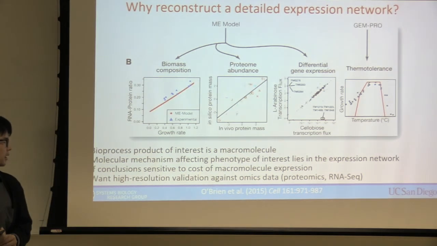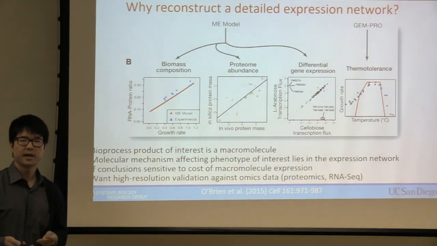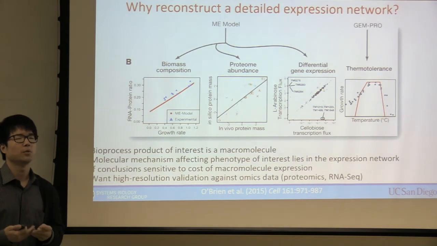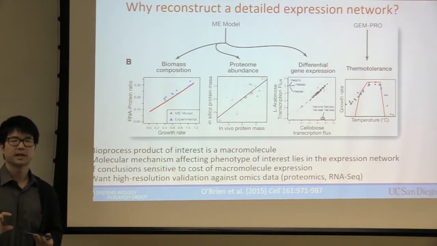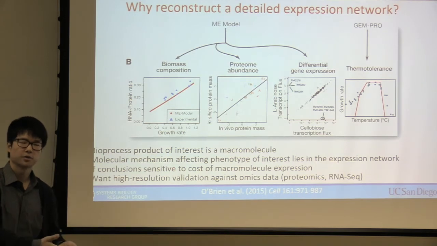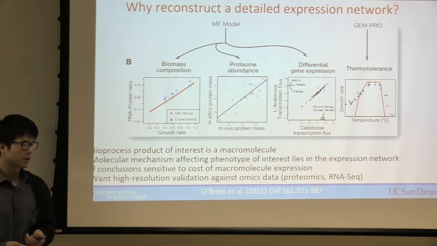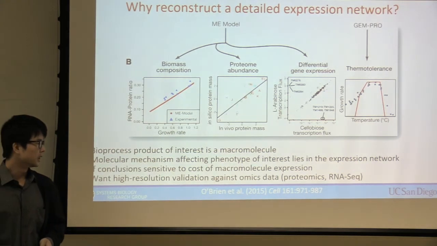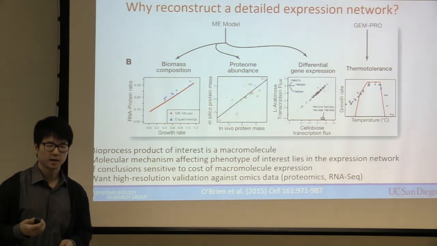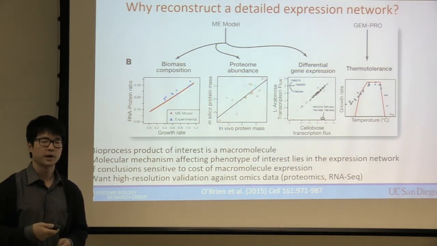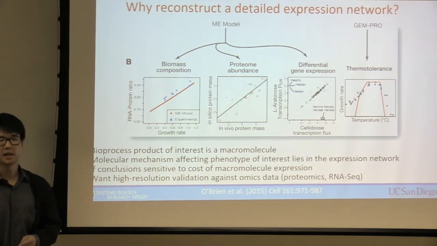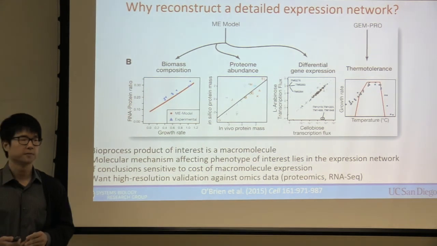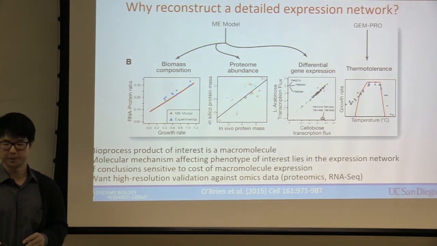And of course, if you think your conclusions are really sensitive to how costly it is to make a certain protein, then you probably want to compute rather precisely the expression cost, which is also going to incur a metabolic burden to make different kinds of proteins. And of course, if we want to compare our predicted protein abundances or transcript abundances with omics data, proteomics and RNA-seq, for example, then having a full integrated reconstruction is going to help you there as well.